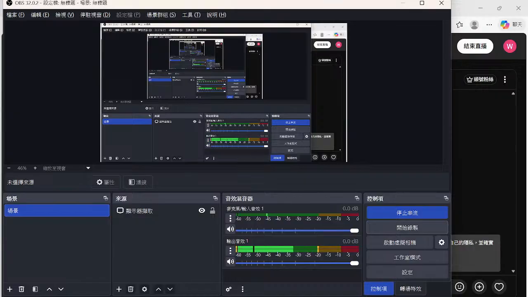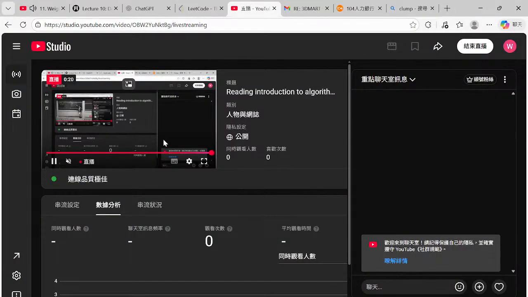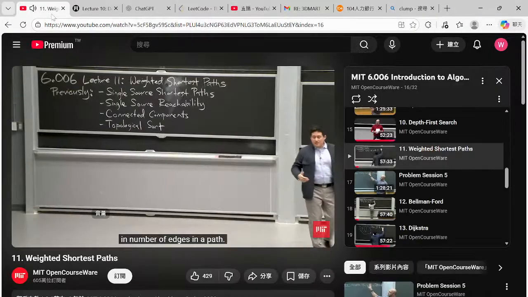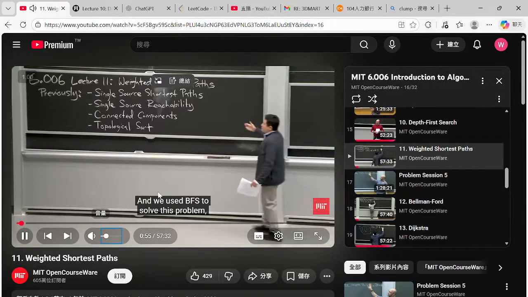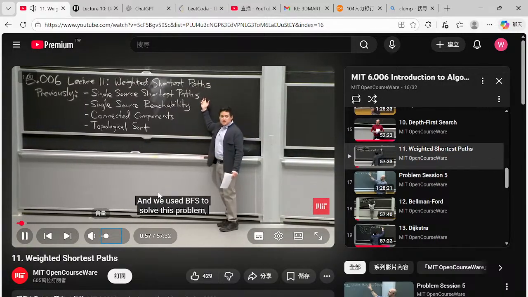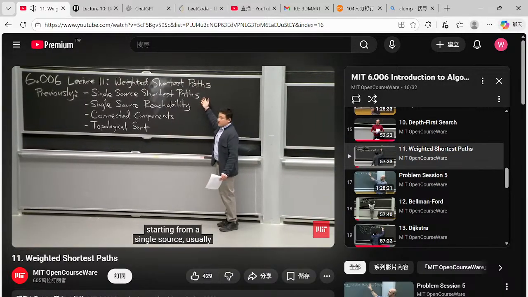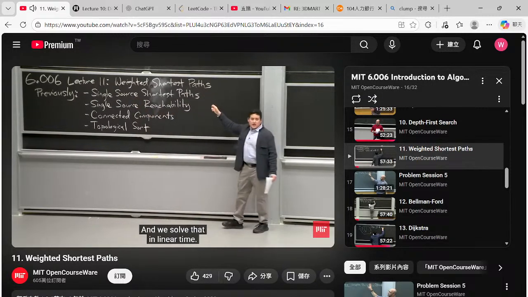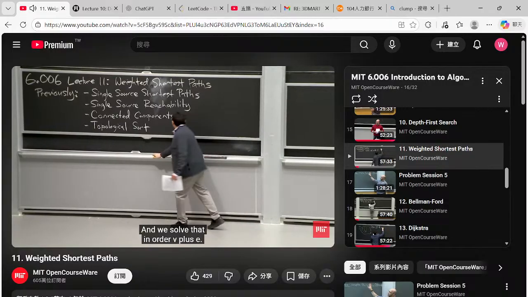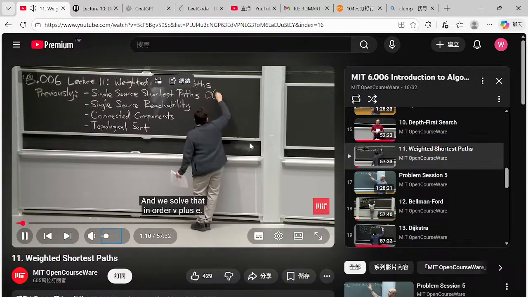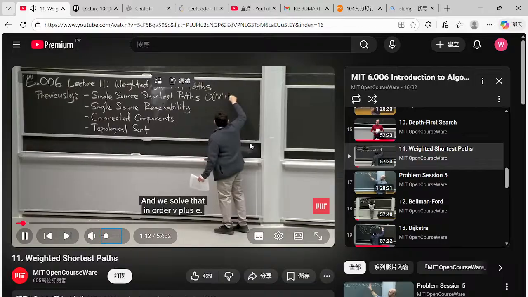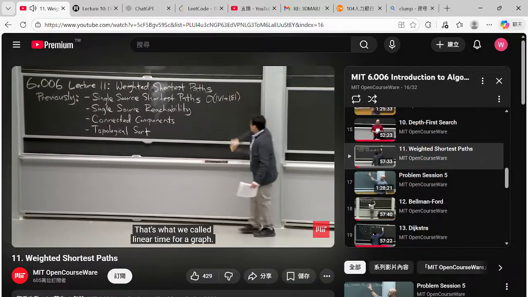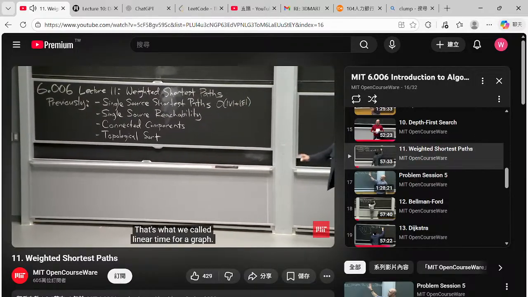Single source shortest paths, where distances are measured in number of edges in a path. And we used BFS to solve this problem, starting from a single source, usually a vertex that we call S. And we solved that in linear time, right? We solved that in order V plus E. That's what we called linear time for a graph.